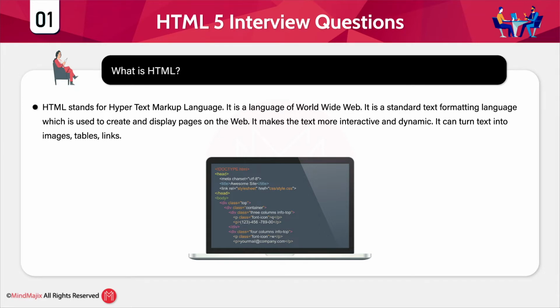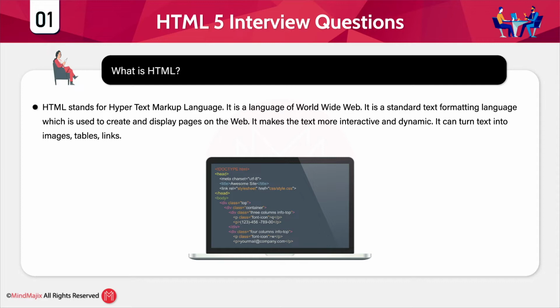Dynamic means what? If any web page responds to the user input, that is a dynamic web page. If it does not respond to the user input, we can call that web page a static web page. Purely alone, HTML can create static web pages, but with the help of JavaScript, it can make the web pages dynamic web pages. Dynamic means it can respond to the user input.